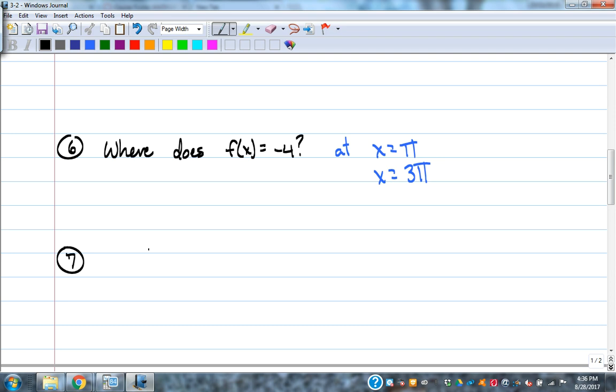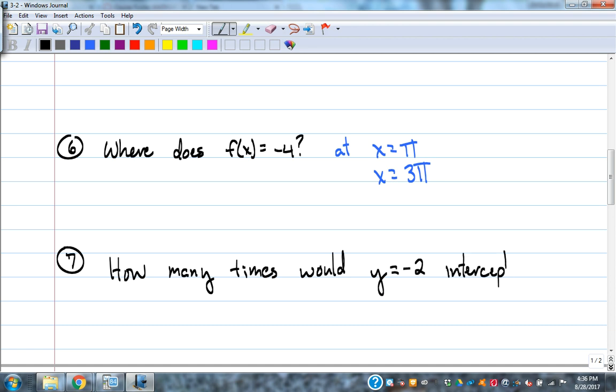Question 7. How many times would y equals -2 intercept the graph? Y equals -2. What does the line y equals -2 look like? Yeah, a horizontal line going straight across at -2.